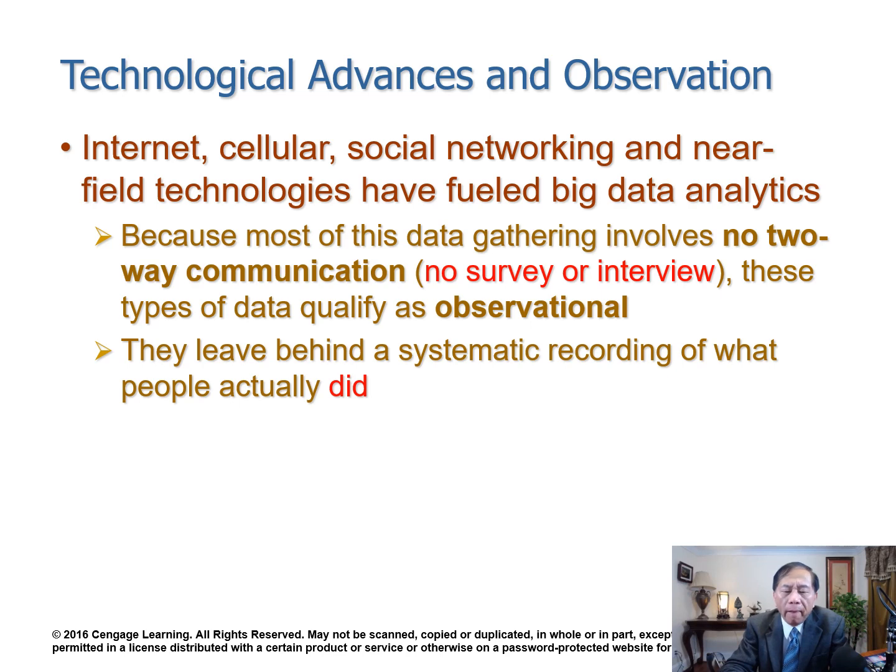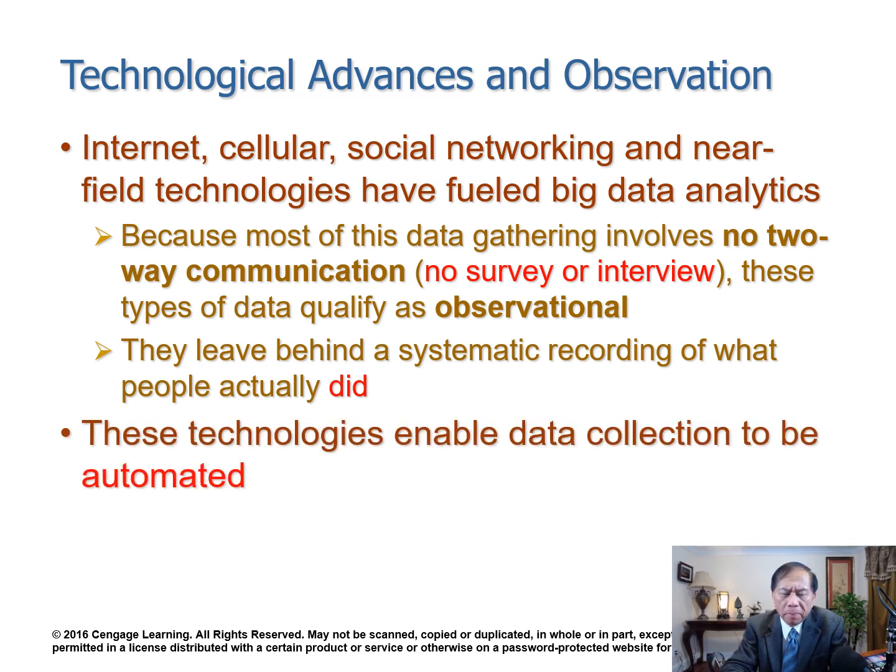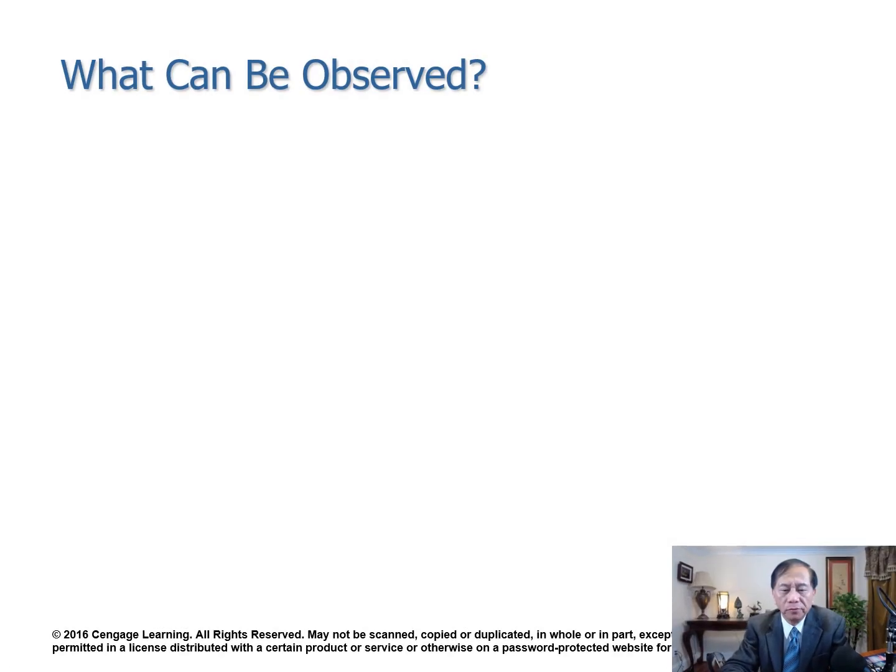Technologies like social media, the internet, and cell phones leave behind a systematic recording of what people actually did. What people actually did is recorded. These technologies also enable data collection to be automated. The collection process is automated.